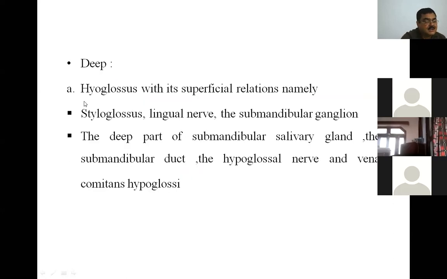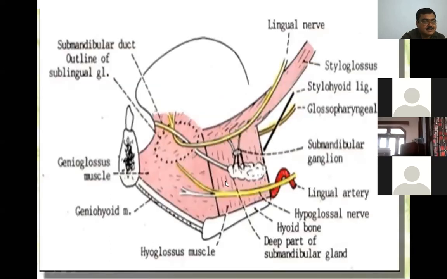And deep to this, there is hyoglossus, which has deep relations, namely styloglossus, lingual nerve, submandibular ganglion, deep part of the submandibular salivary gland, submandibular duct, hypoglossal nerve, and vena comitans hypoglossi.